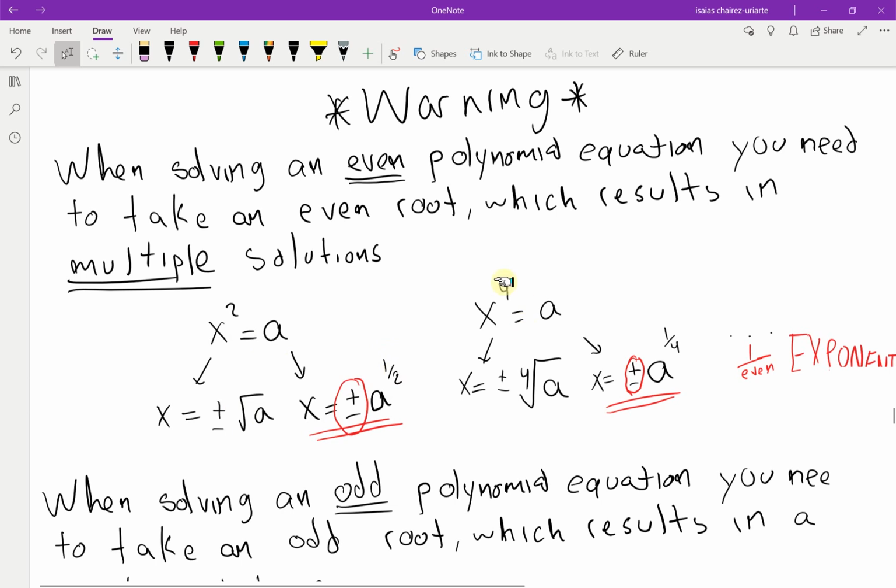If I had this other equation, x to the 4th equals a, in order to solve it, I would take a 4th root. x equals plus or minus the 4th root of a, or x is equal to plus or minus a raised to the 1/4. So think for a second here. If your exponent is even, you're going to have to take an even root, and even roots always have this plus or minus associated with them. So if your exponent is 1 over something even, you're going to have to include plus or minus. Keep that in mind.